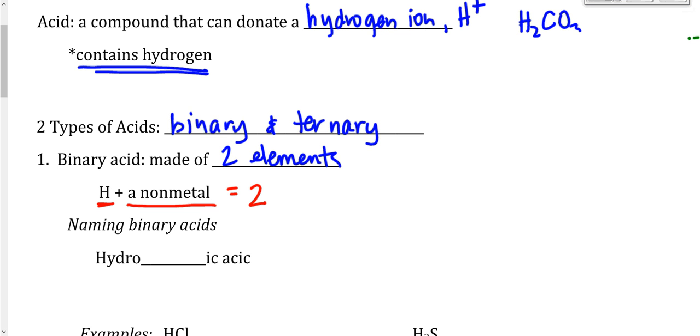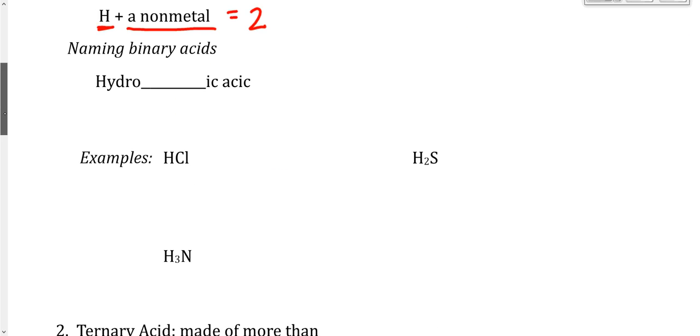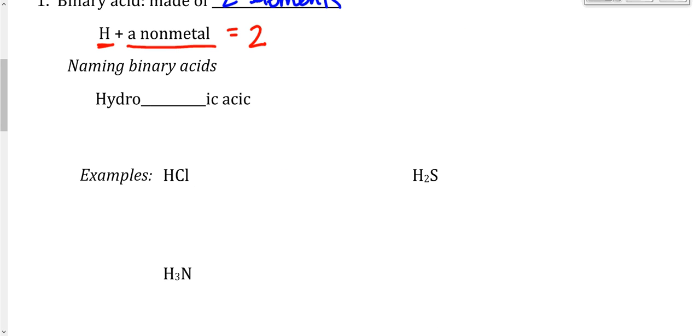All right, so naming them. The rule is that it's going to start with hydro, it's going to end in ic, and it's going to be acid. The part in the middle, that blank, is the stem of your nonmetal. So if your nonmetal is chlorine, that would be chlor. If your nonmetal is nitrogen, that would be nitr. If your nonmetal is fluorine, that would be fluor. You'll see as we go through these that we'll do all of the examples.